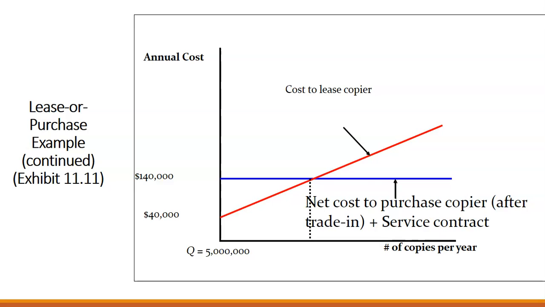So the cost to lease the copier versus the net cost to purchase the copier after trade-in plus service contract. They cross each other at 5 million copies. Since we plan to create more copies than 5 million, it would actually cost us more money to continue to lease the copier than to purchase one.